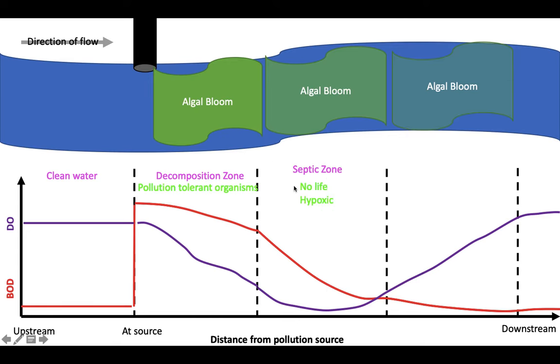No oxygen. Then we get into the recovery zone where things start to return back to normal, and the oxygen is starting to go back up. Decomposition is almost at normal levels. So some organisms can live here that are tolerant of pollutants until ultimately we're far enough away where we're back where we started, upstream of the pipe with clean water. Beautiful. I love it.